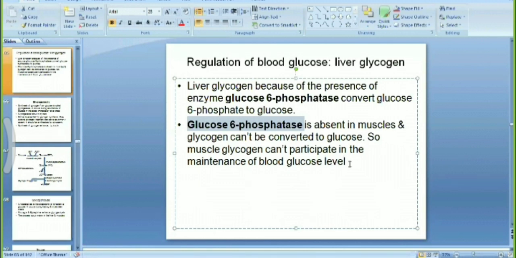Is it clear? Now in exam, this is our favorite question. Why muscle glycogen cannot participate in maintenance of the blood glucose level, or what is the advantage of liver glycogen over muscle glycogen? These are the possible explanations. Right? Is it clear? Next, our time is passing, so let us be a bit fast.